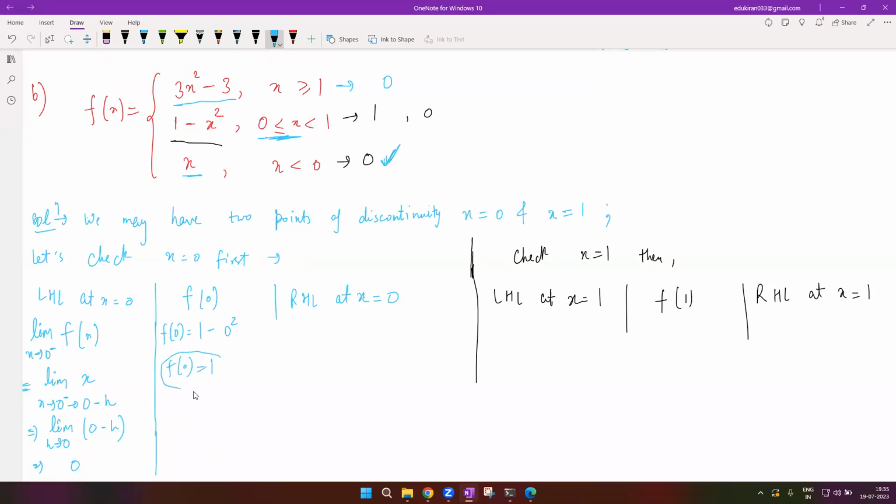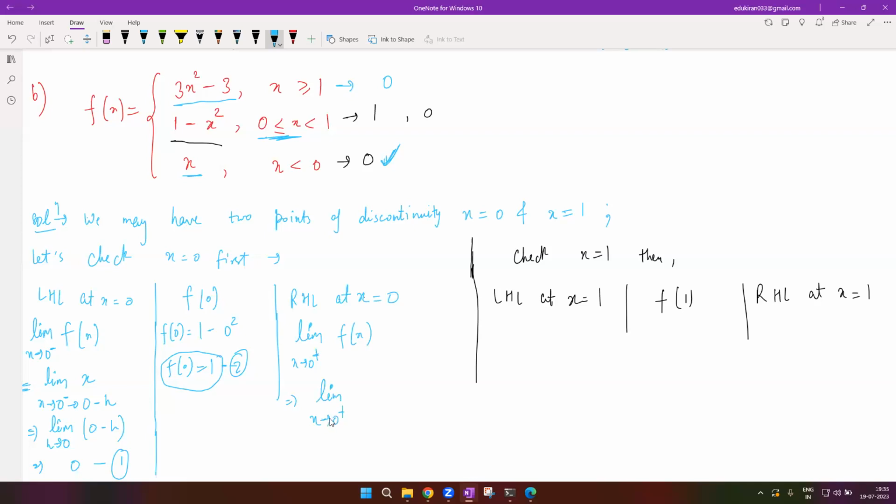We don't even need to solve for RHL, because from here we get to know that F0 and limit x tends to 0 negative fx, so LHL and F0, both are different. So we don't need to solve for RHL, but if you solve, you will only get the answer 1, which we have already told you. So this will be limit x tends to 0 positive, but we don't need to solve this, obviously.